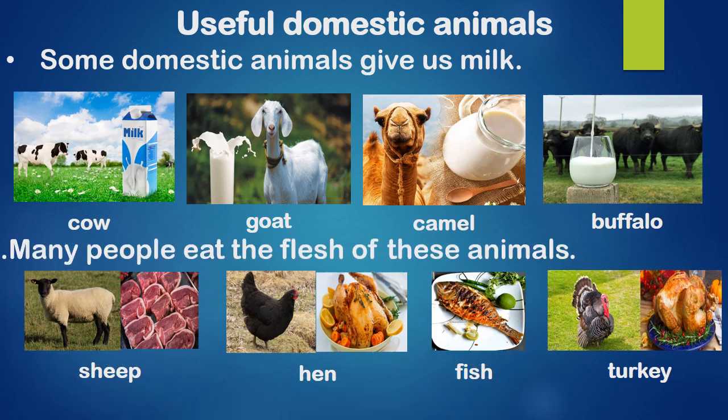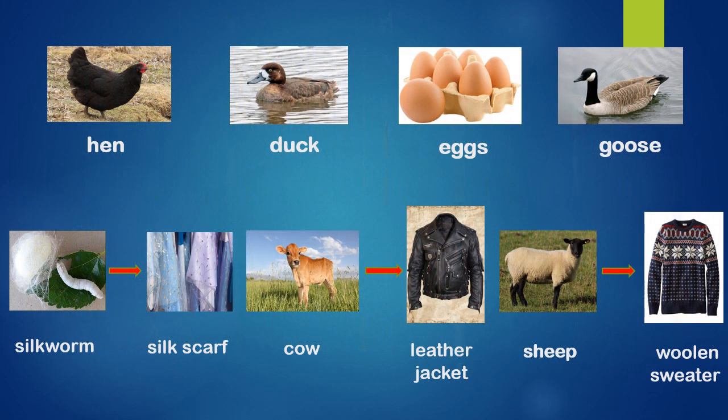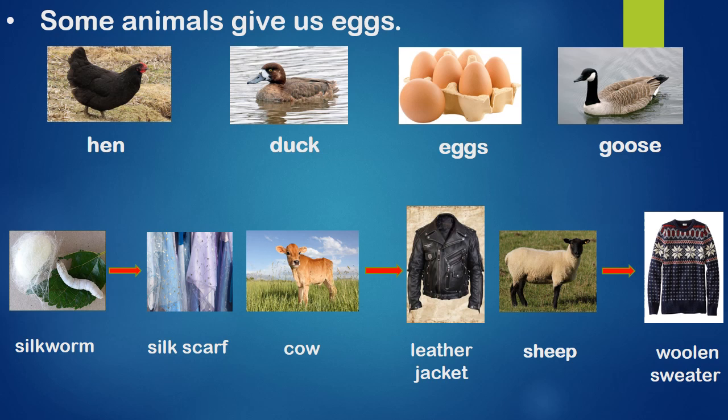Then many people eat the flesh of these animals. Means people like to eat the meat of these animals. And what are they? They are sheep, hen, fish, and turkey. Some animals give us eggs. People like to eat the eggs of these animals. And what are they? They are hen, duck, and goose. And these are also called birds.